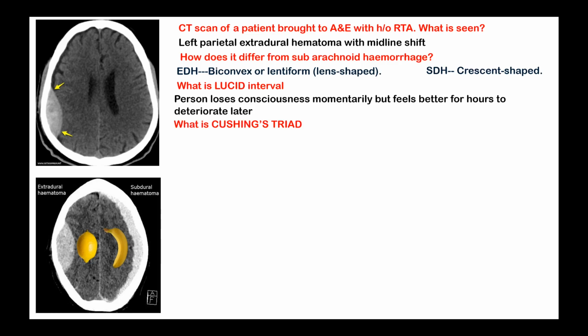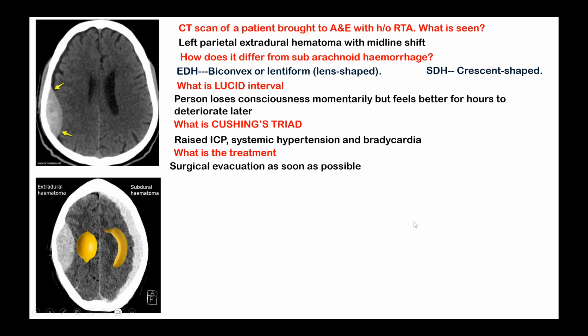What three things are called Cushing's triad? Hypertension, irregular respiratory cycle, and bradycardia. Raised ICP, systemic hypertension, and bradycardia. What is the treatment for this particular extradural trauma? Midline shift has already taken place, so what should be done? Decompressive craniotomy. Decompression or surgical evacuation as soon as possible.